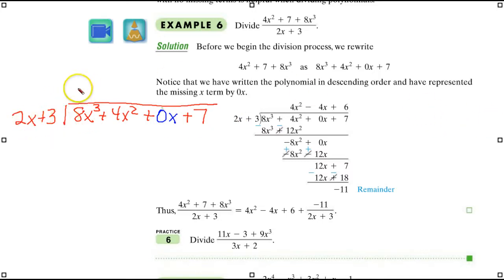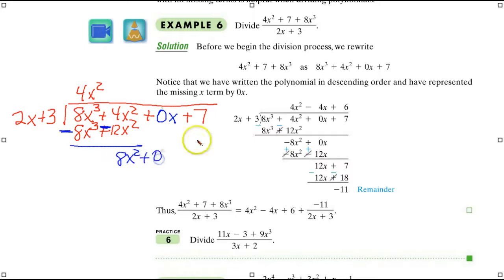So 2x goes into there 4x squared times. This gives me 8x to the third. 3 times 4x squared is plus 12x squared. We're going to put our line, change our signs. This becomes 8x squared plus 0. And 2x goes into there. I've got to put my sign there too. Negative. A negative 4x times. So 2x times a negative 4x gives me a negative 8x squared.